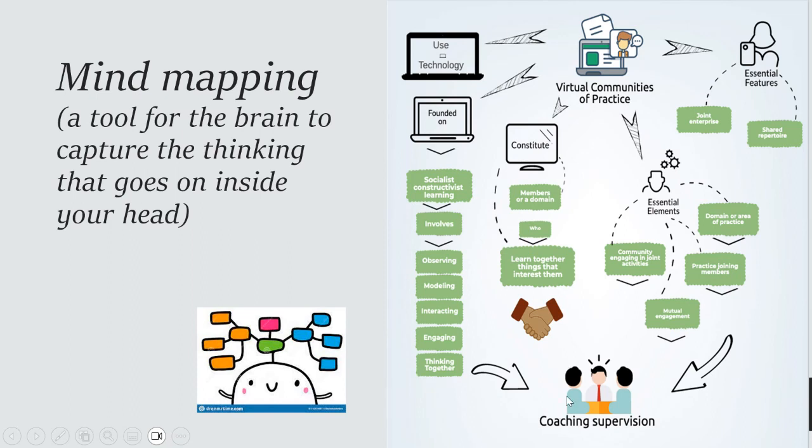It involves observing, modeling, interacting, engaging, and thinking together. And that might bring you to your main phenomena, which is maybe coaching supervision. So this is a typical mind map that you can start putting together as you read and as you identify themes in your reading or discourses. And you might want to present this type of mind map, or sometimes you end up with a conceptual map by the end of your review that you can also then use to help the reader and guide them through your literature review.